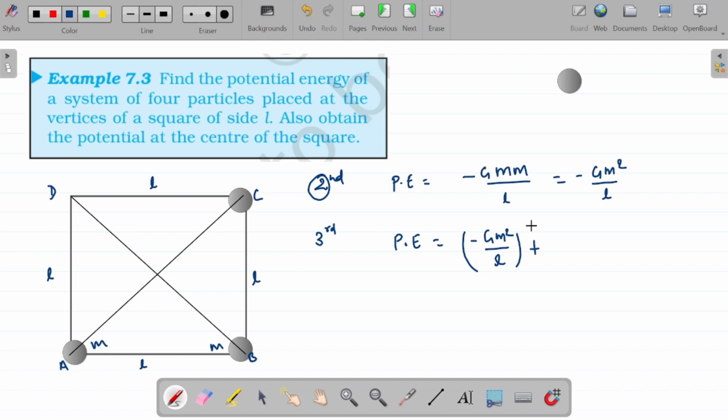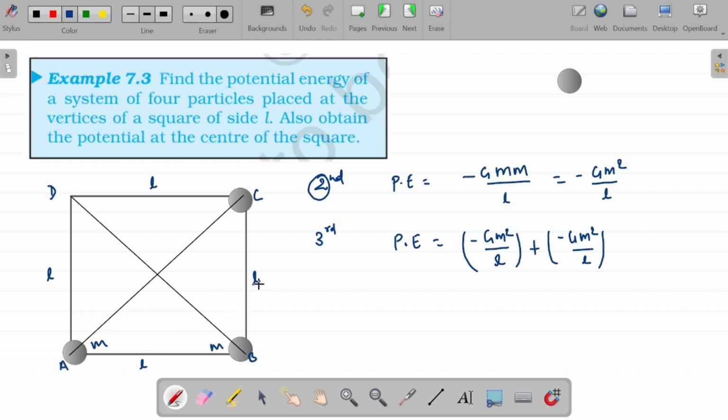Now, by bringing this third sphere, we have changed the configuration again. Look, for this body, it is at distance L, so it will be minus G m square by L, as we have discussed. So this is very identical to this situation. But for this body, we have to find out what is the distance here. So you can do it.